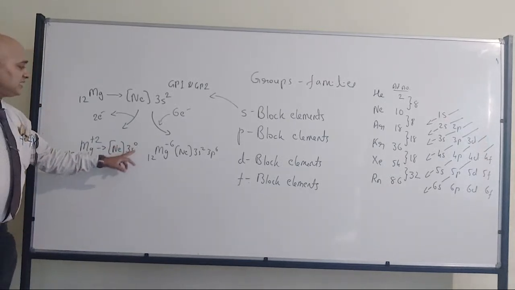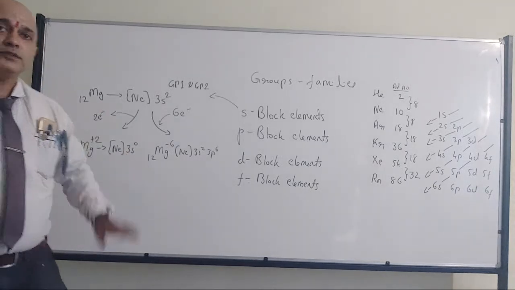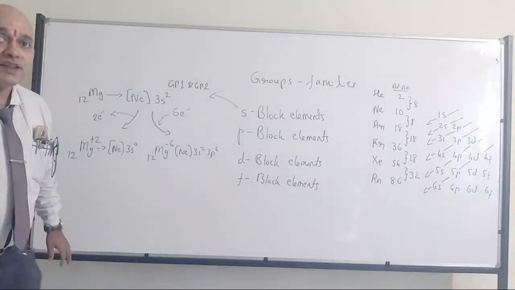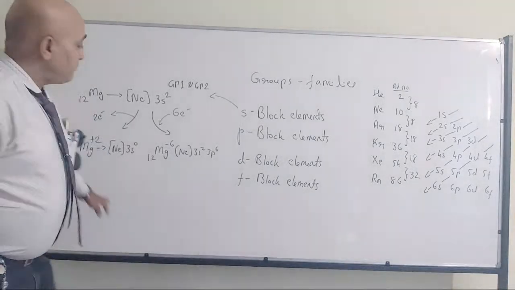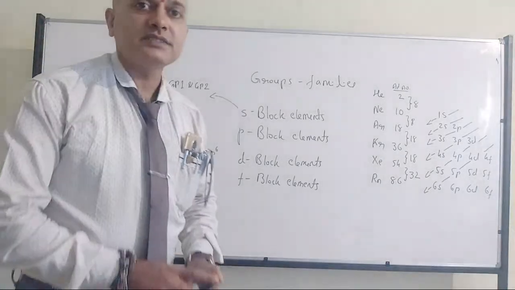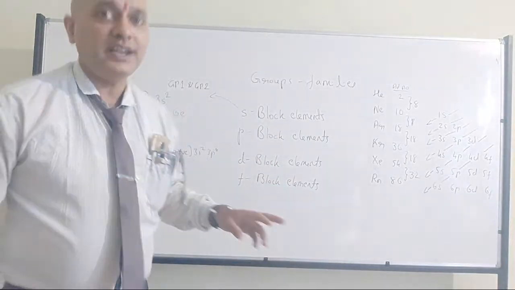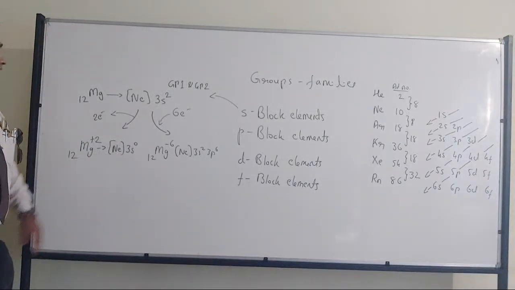Because there is nothing in 3s, there is no need to even write 3s0. But to make you understand, I have written it. If you write it also, no problem. Already people are writing the compound. Very good. So that's where we have magnesium, which has been donating 2 electrons.